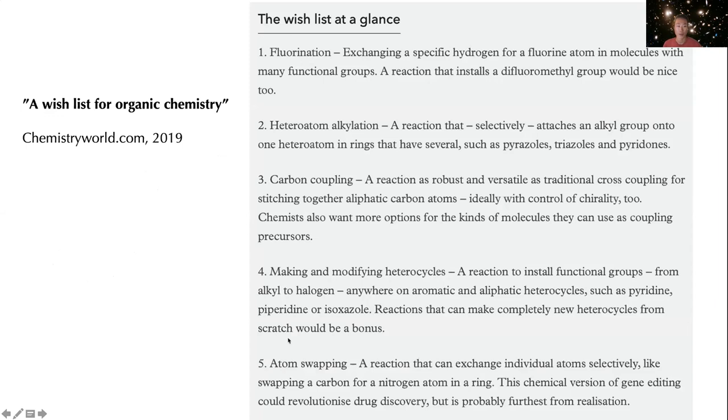I found this article on Chemistry World, and this is a wish list put together by a survey of synthetic chemists, talking about what innovations in synthesis would be helpful. And as you can see, making and modifying heterocycles. Heterocycles are just cyclic structures that have more than one element, so things that aren't carbon, like nitrogen, sulfur, oxygen.